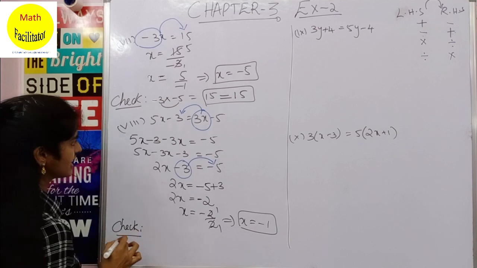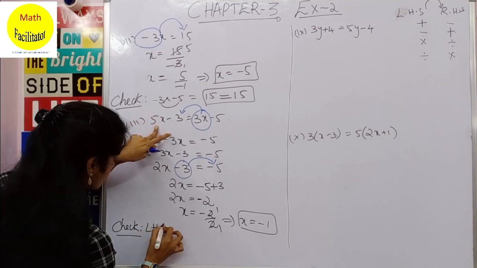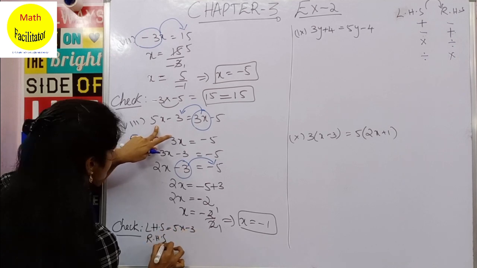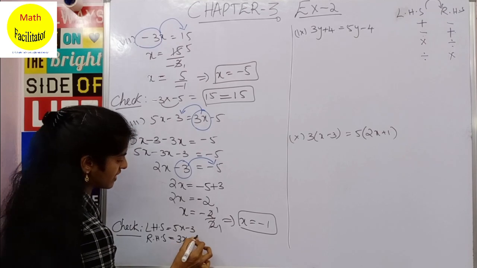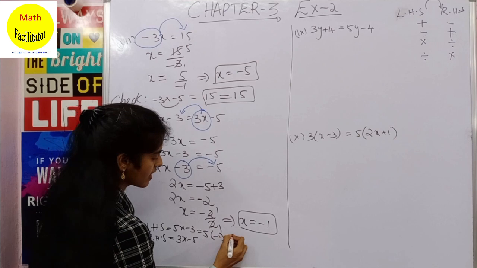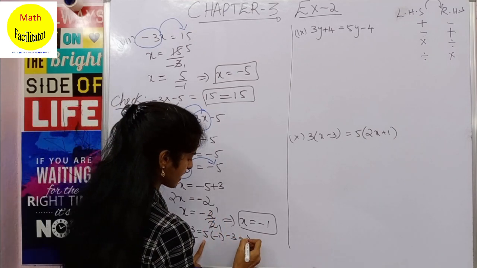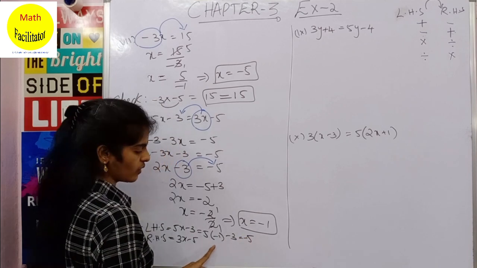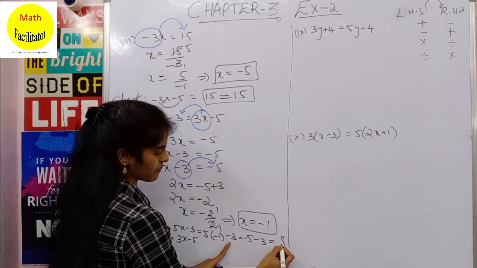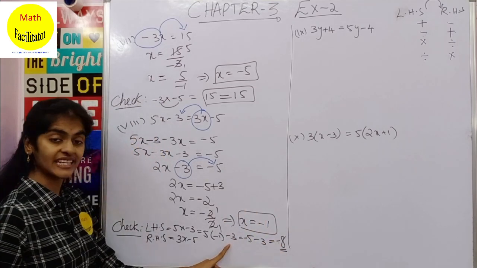To check, we'll have to check LHS and RHS separately, as I told you. So LHS is 5x minus 3, RHS is 3x minus 5. So this is 5 into x, x is minus 1, minus 3. 5 into minus 1: 1 into 5 is 5 and you have a minus. And you have minus 3 again. So two negative integers, you will add them. 5 plus 3 gives you 8 and you will write a negative sign. So LHS is minus 8.